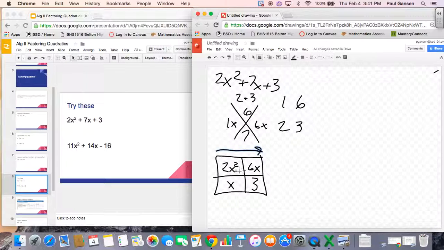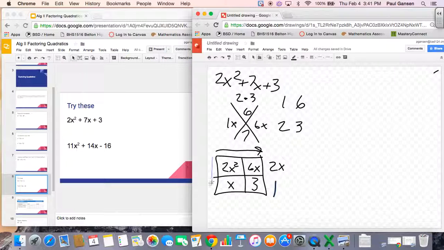2x squared and 6x. 2 and 6 both have a common factor of 2. And the x squared parts both have a common factor of x. And then x and 3 don't have any common factors because x is its only factor, and 3 is prime, which means, well, 3 is divisible by 1. So their common factor in this case is 1.